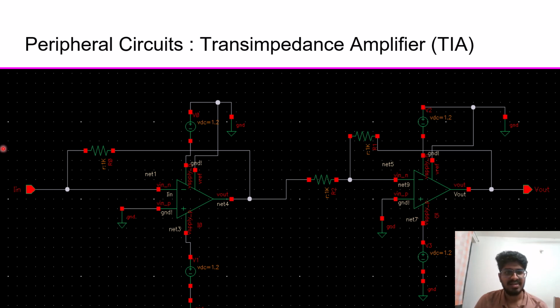This part is the standard transimpedance amplifier. It takes current as the input. This current comes from the bit lines of the RRAM array. Now the output of this transimpedance amplifier is the inverted version of the voltage values. It will convert the current values into the voltage values, but the output voltage is inverted.